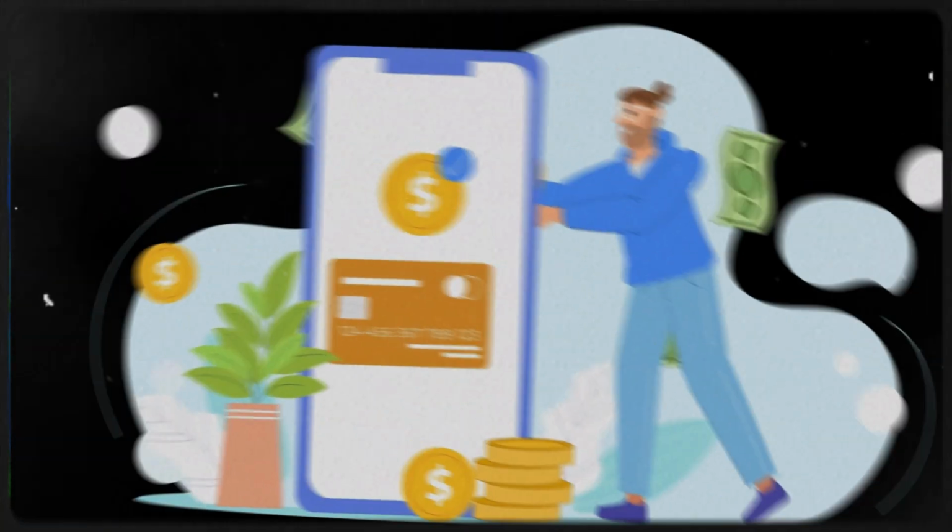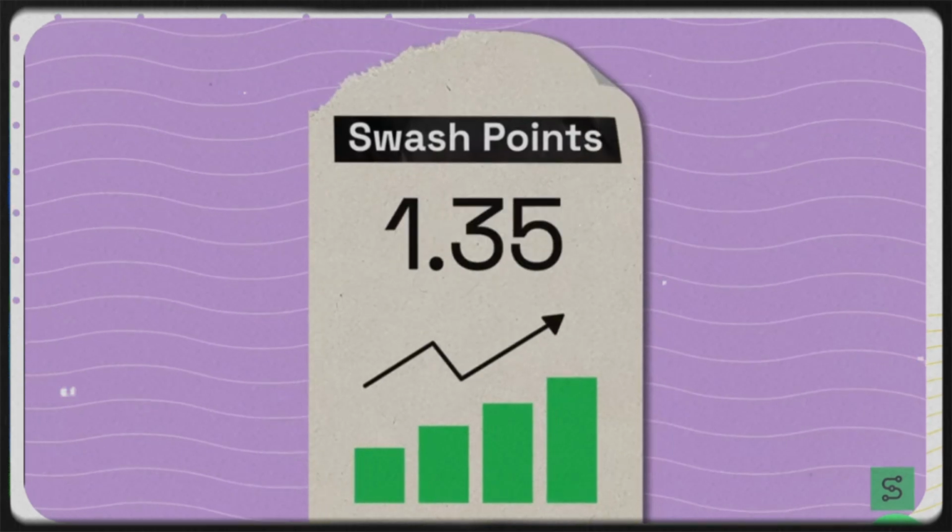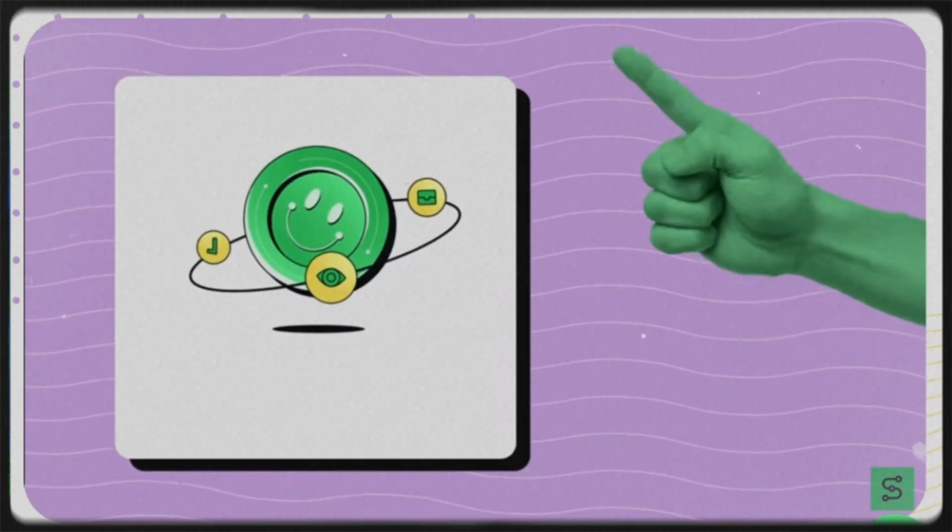Step 6. Withdraw your earnings. This is the most awaited part. After all the efforts, withdrawing your earnings feels good. Once you've accumulated enough, you can withdraw your earnings through various payout methods, including cryptocurrencies or digital wallets.